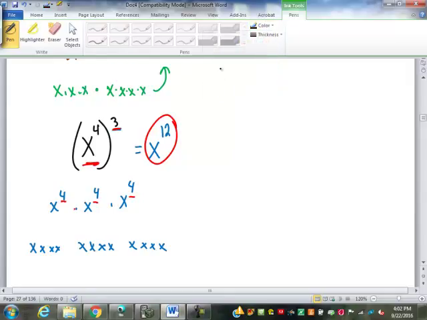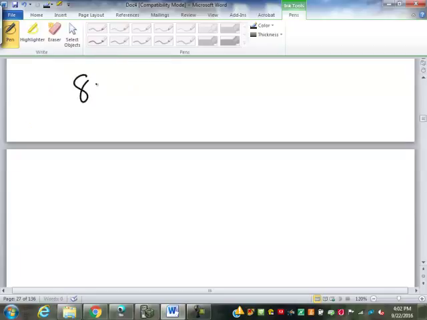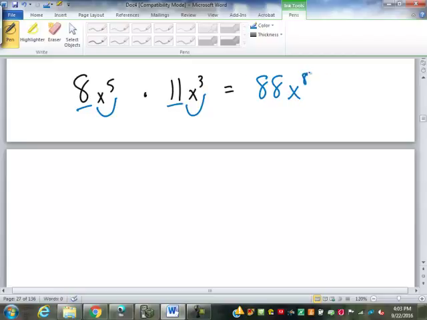So what if I have 8x to the fifth times 11x to the third? What's going to happen there? Well, we multiply the numbers. Perfect. 8 and 11 make 88. Then we multiply the names of the variables. X to the fifth times x to the third. X to the eighth. Remember, when you're multiplying the exponents, you add the powers.